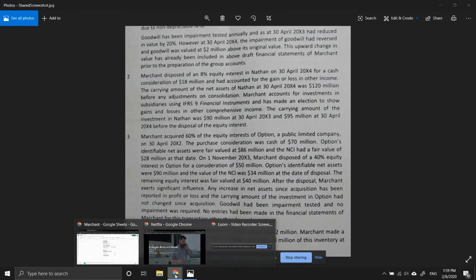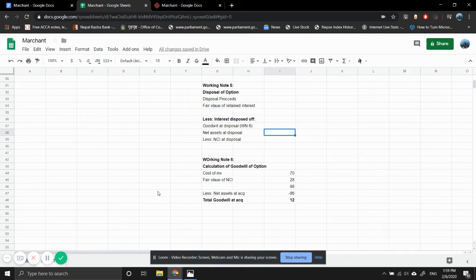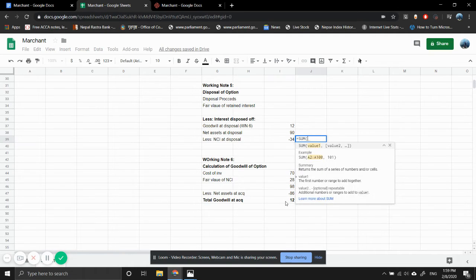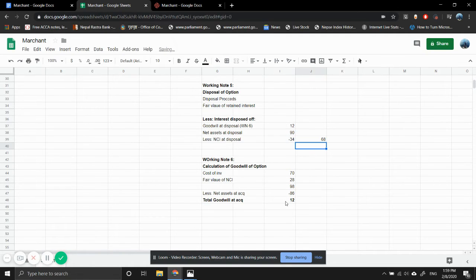Okay, 90 and 34 minus 34. This will be this figure, right? We don't have to compute it in this question, otherwise normally we should have.